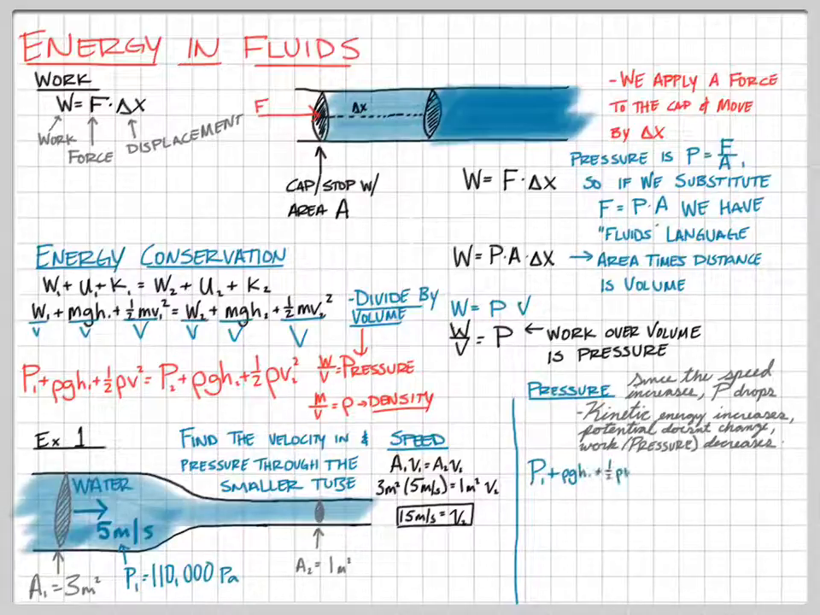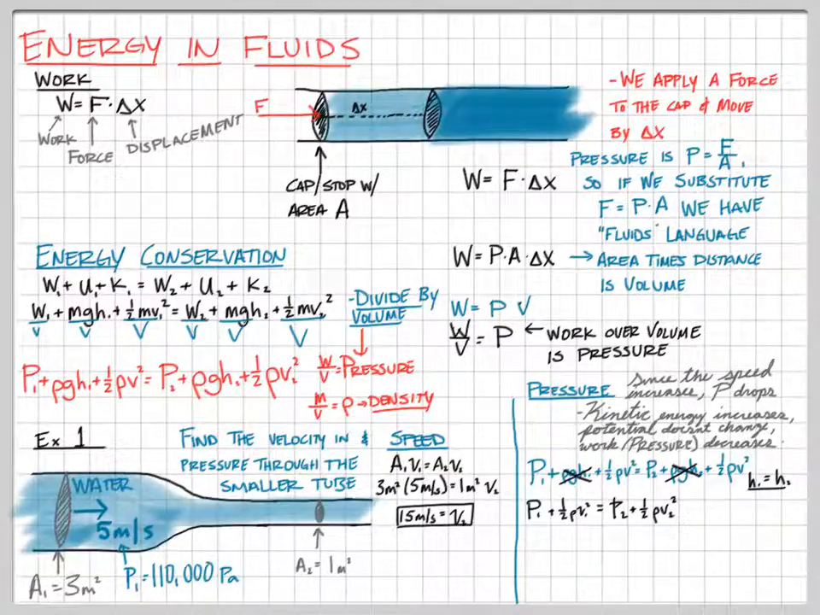So let's put it into this little equation. We got to write the whole thing out. But height 1 and height 2 are the same, so we can cross those guys out. That simplifies this to pressure 1 plus 1/2 rho v1 squared equals pressure 2 plus 1/2 rho v2 squared. Now we're going to plug in all of our numbers and solve for P2. That's all we have to do.